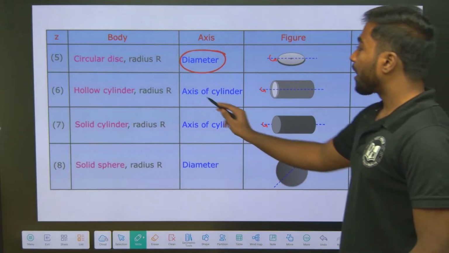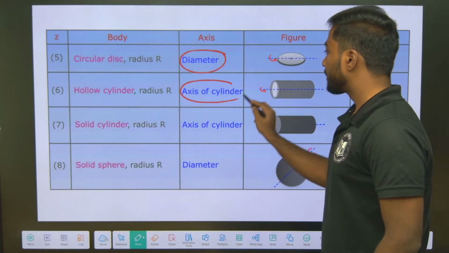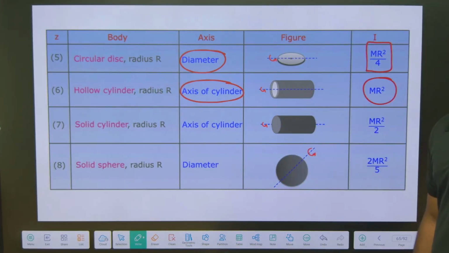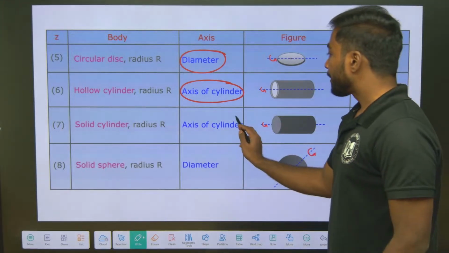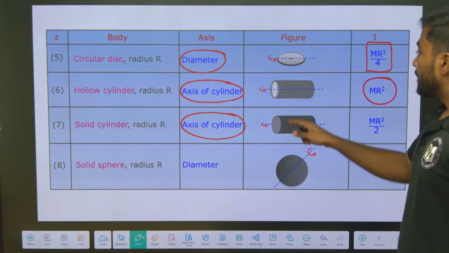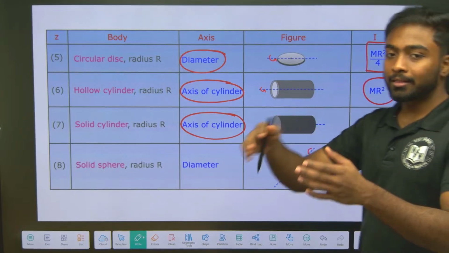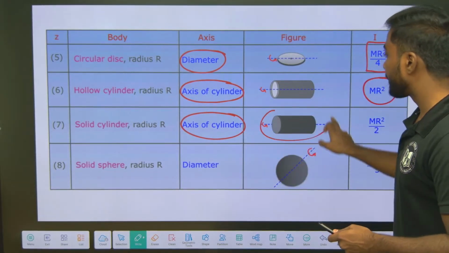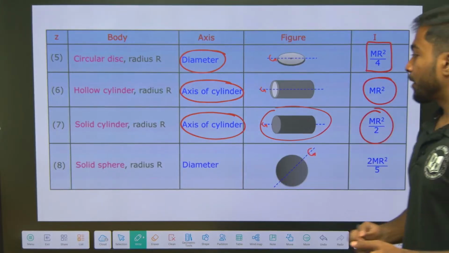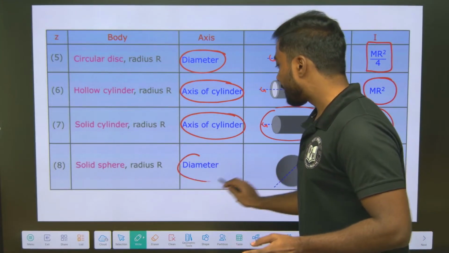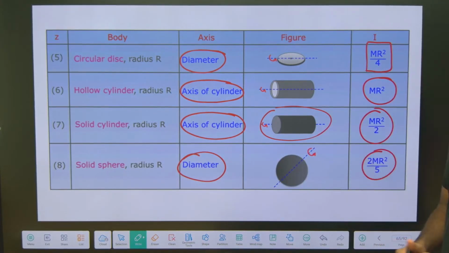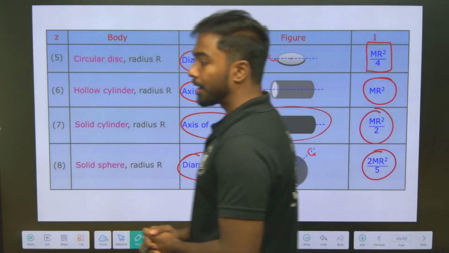When we talk about a hollow cylinder, axis of the cylinder, the formula is mr square. Solid cylinder, axis of the cylinder. What is the difference between solid and hollow? Hollow means there is nothing in the middle, whereas solid is totally filled. So it is mr square by 2. When we talk about a solid sphere, axis along a diameter, it is 2 by 5 mr square.